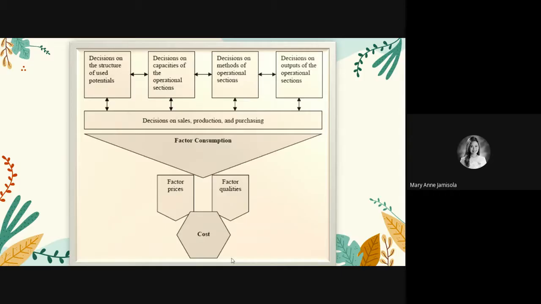So you can see here that the decisions on sales, production, and purchasing affect the factors of consumption, which then ultimately affect cost.